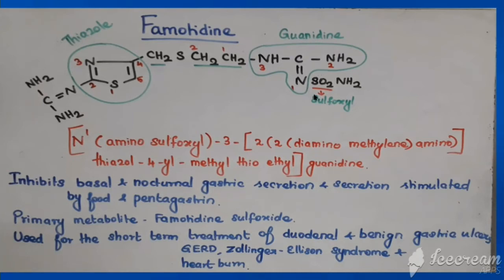In that, the first nitrogen is attached with an amino sulfoxyl group, SO2, that is called sulfoxyl or sulfone. If it is ending with it we can write it as sulfone. If it is coming in the middle we have to write sulfoxyl. So in the first nitrogen what is attached? Amino sulfoxyl group. And what would be in the third position? It is connected with ethyl, and the second carbon of ethyl is attached to sulfur again, that is thio, and that is connected with a methyl group and that is connected to thiazole. So what is thiazole? A 5-membered heterocyclic ring having sulfur and nitrogen can be called thiazole.